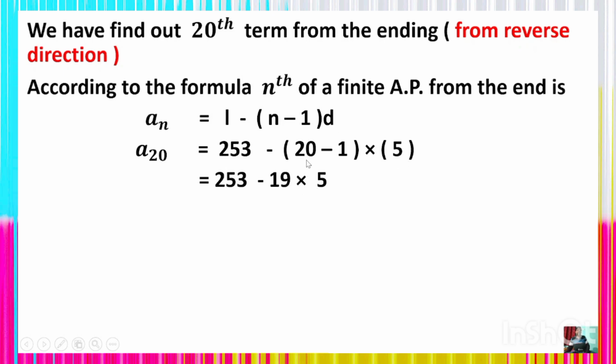So 253 minus, here 20 minus 1, which is 19, multiplied by 5, right? So 253 minus 19 times 5 is what? 95, which gives 158. Thus we get 820 is equal to 158.